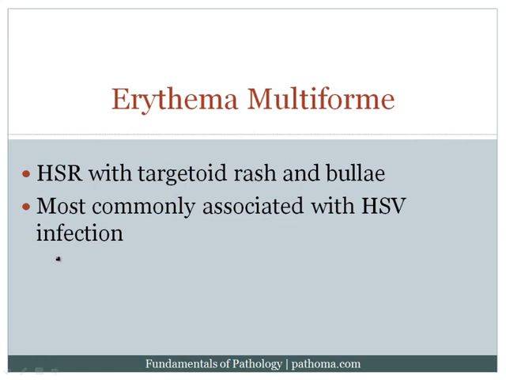The final disorder in this section is erythema multiforme. This is when you get a hypersensitivity reaction which leads to the formation of a targetoid rash with bullae. It most commonly is associated with HSV infection, but it can also be seen with mycoplasma, with some drugs such as penicillin. It can be seen as a consequence of autoimmune disease. For example, lupus patients can develop erythema multiforme, and it can also be seen in association with malignancy. But again, the most common association is HSV infection.